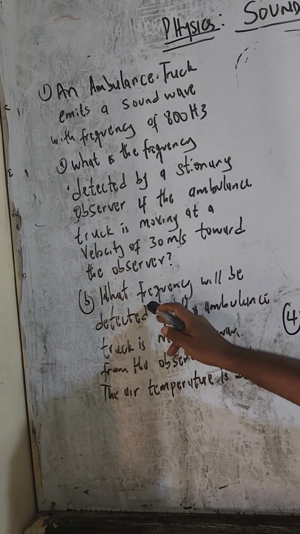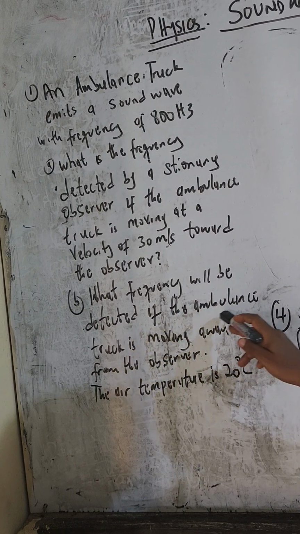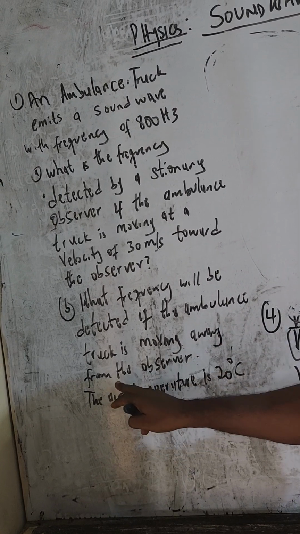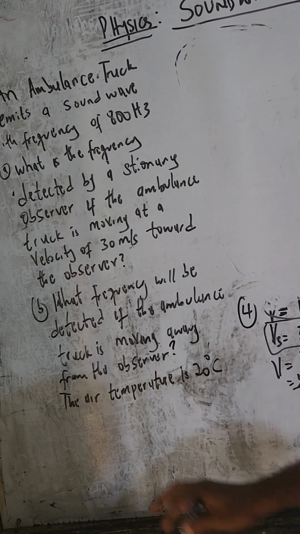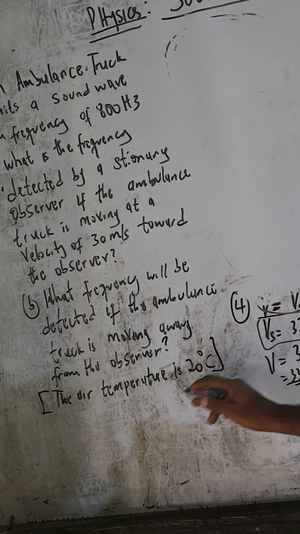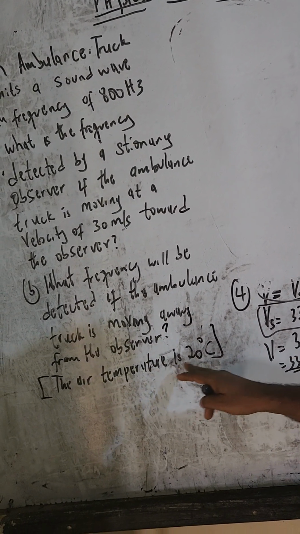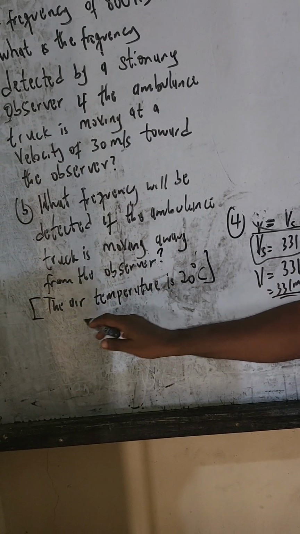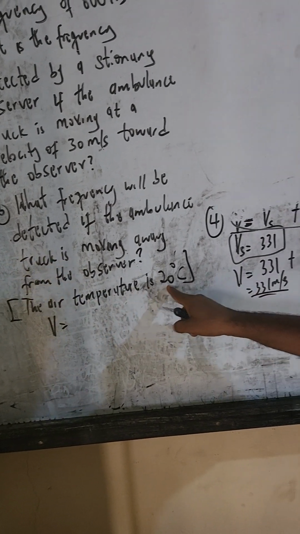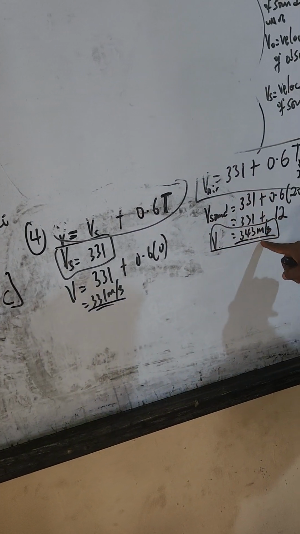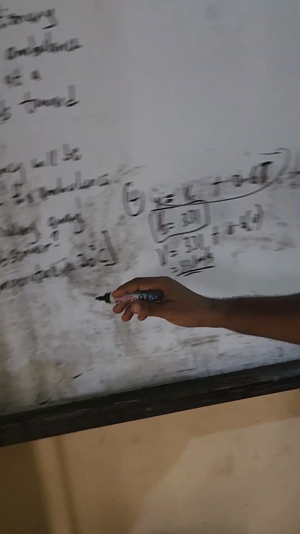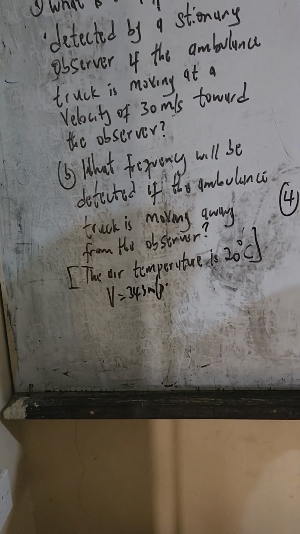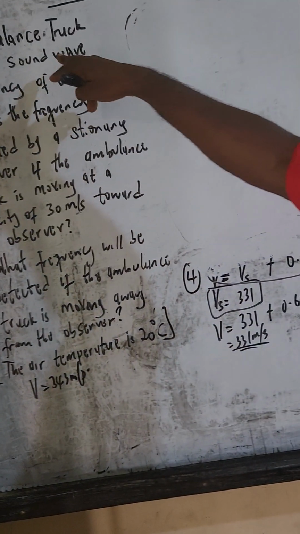Question B. What frequency will be detected if the ambulance truck is moving away from the observer? And then the condition is that the air temperature is 20 degrees Celsius. And I've already discussed what the value of the sound wave will be at a temperature of 20 degrees Celsius using this formula. And that particular velocity of sound wave will be 343 meters per second. Now, let's solve this problem.